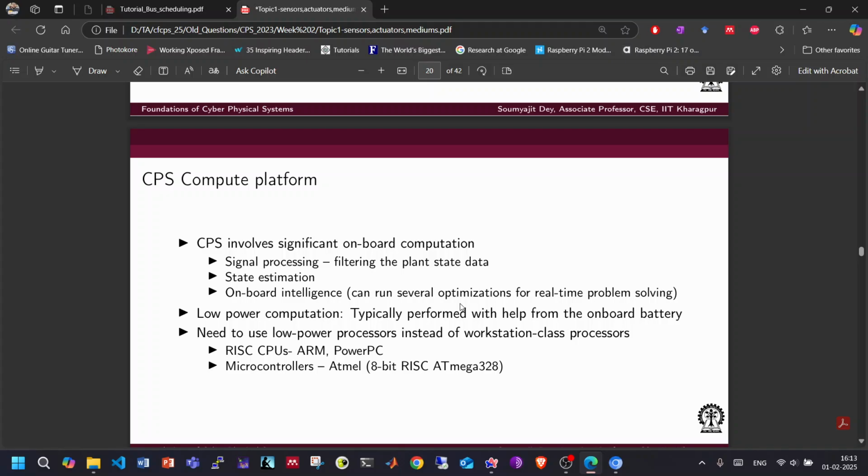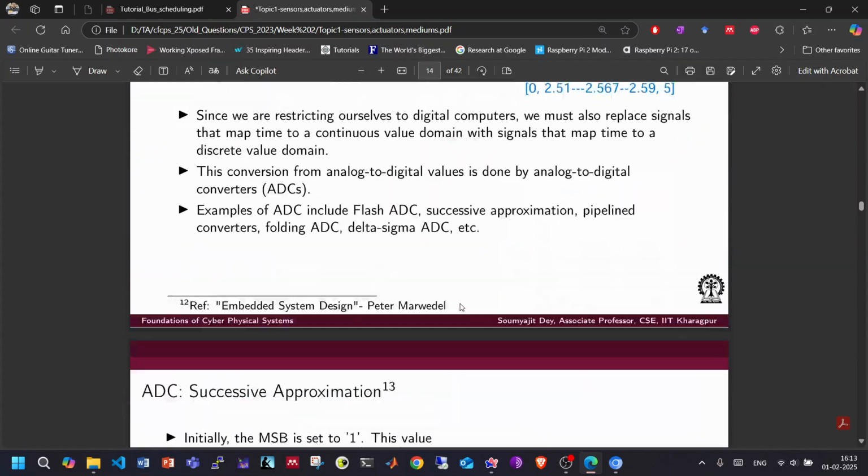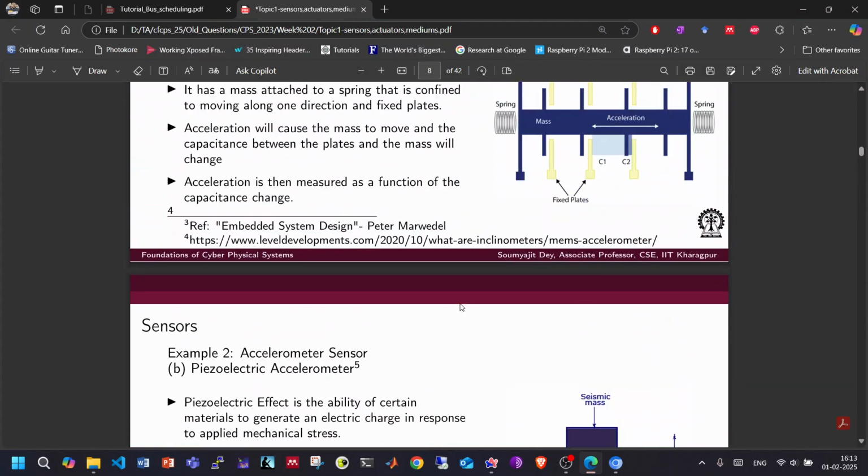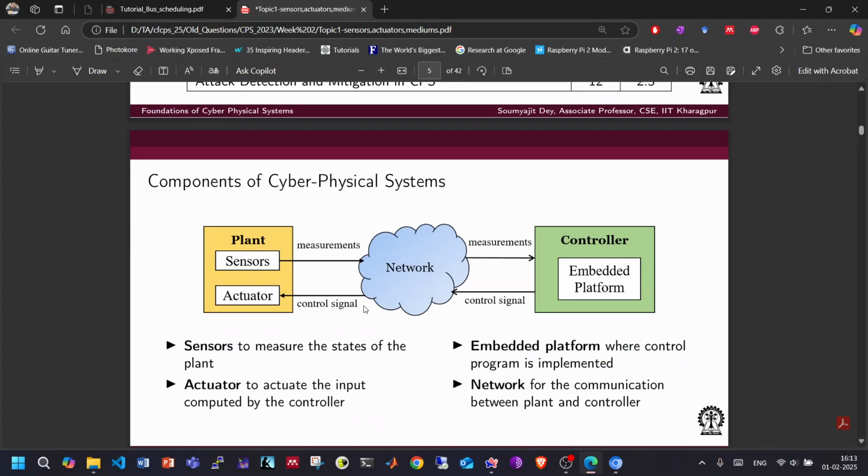Now we come to the CPS compute platform. We are done with how we sense the physical states. All states cannot be sensed. Understand that very well. You cannot sense everything which is considered a state of the system. There are certain measurable states for which we can make sensors, and certain states that we cannot make sensors for.